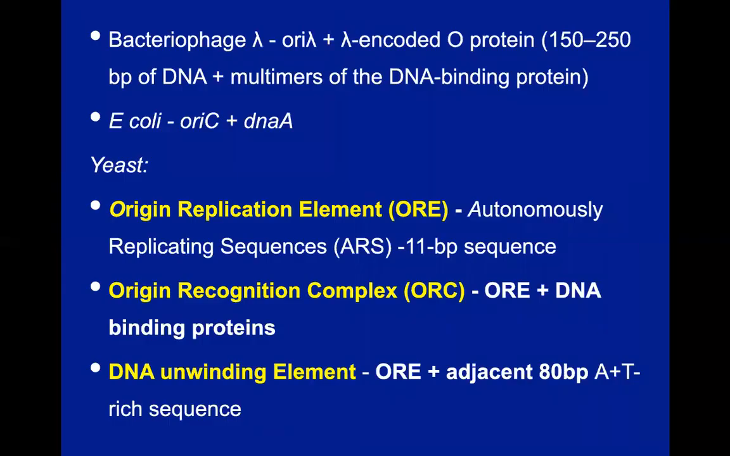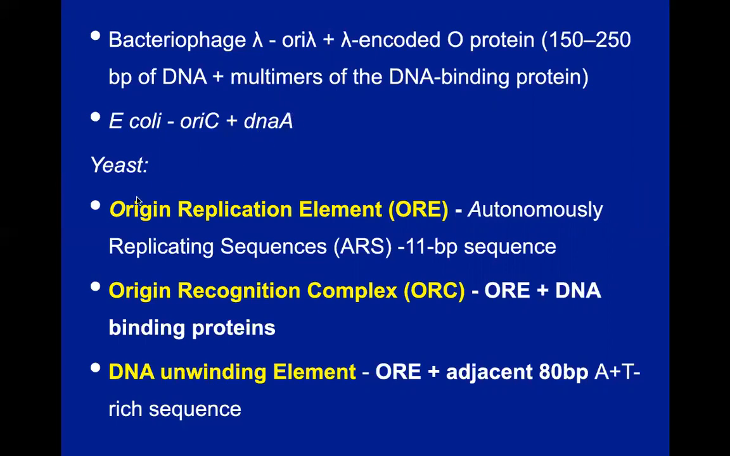So the origin of replication varies with different species. For example, in Bacteriophage lambda, that site is called Ori lambda, origin of replication lambda. The binding protein is the lambda encoded O protein. So this is 150 to 250 base pairs with multimers of the DNA binding protein. In E. coli, the origin of replication is Ori C and the binding protein is DnaA.